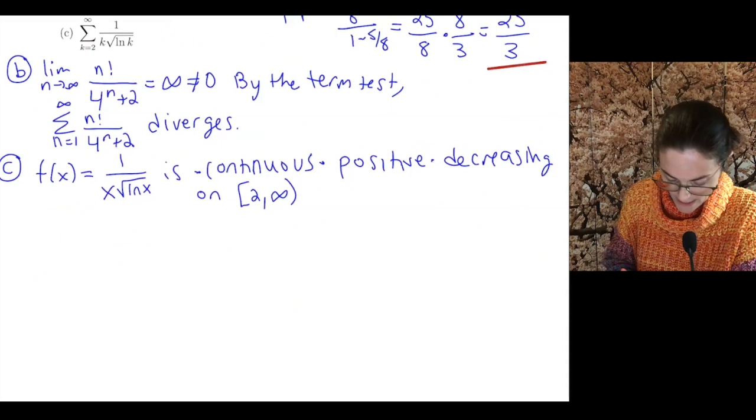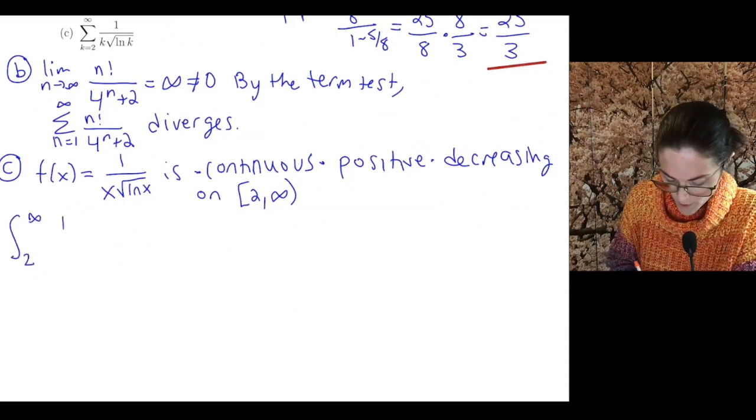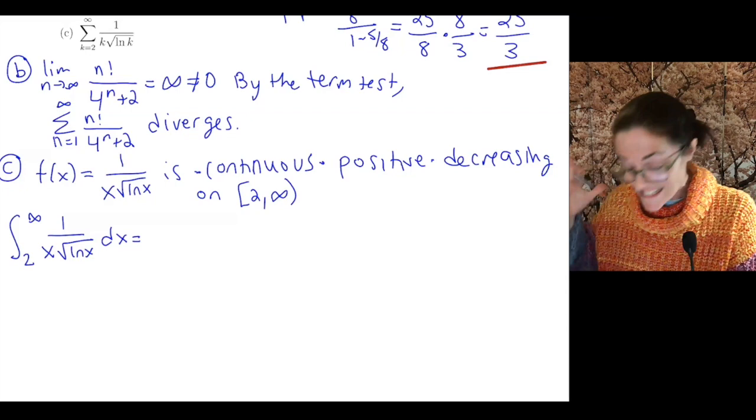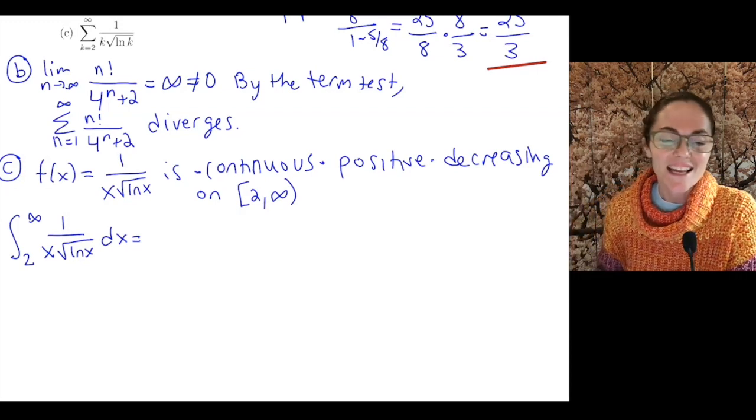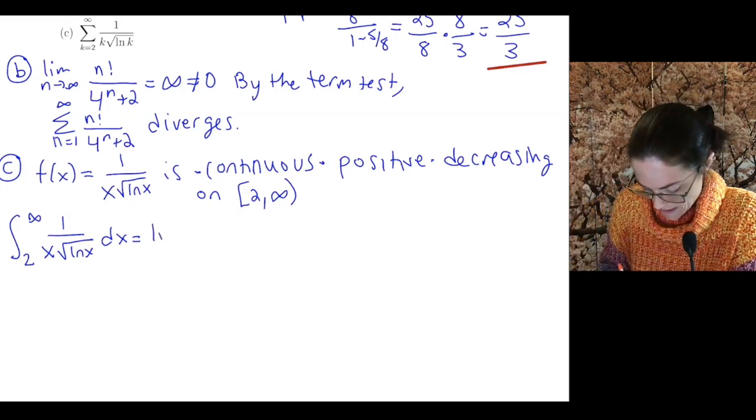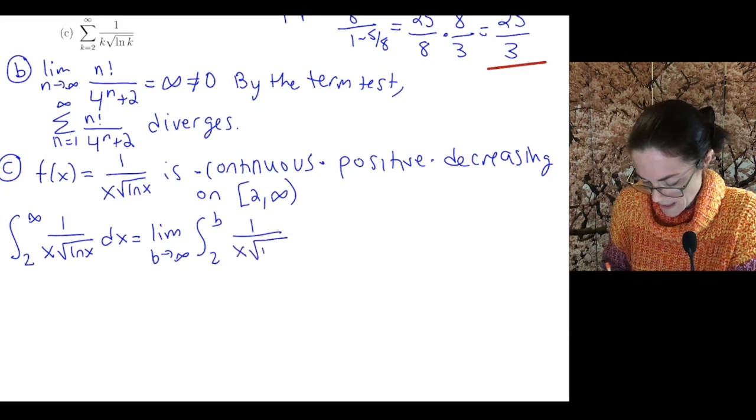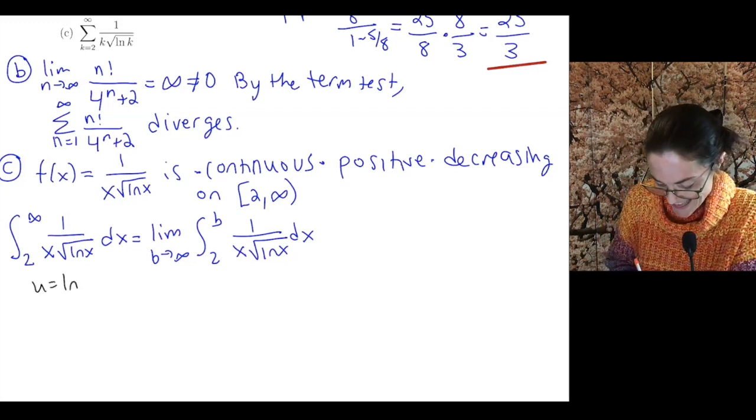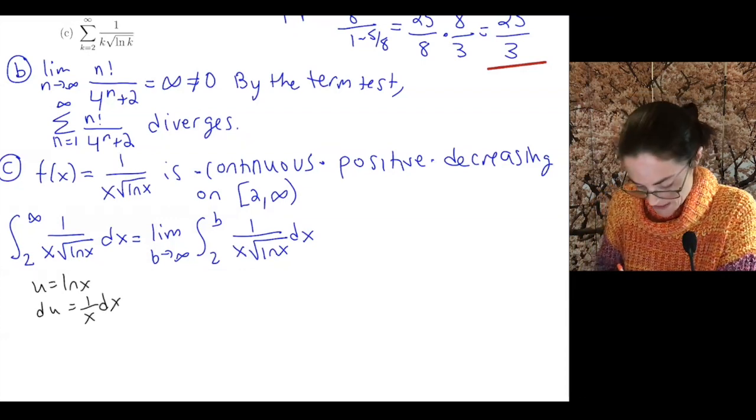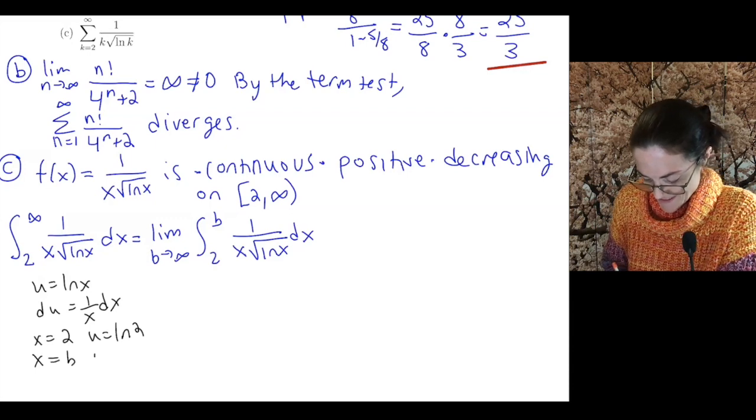We integrate from 2 to infinity of 1 over x square root ln x dx. And this improper integral and the series will both converge or both diverge. So I can address the question of the convergence of the series just by calculating an improper integral. Well, this is a limit as b goes to infinity of the integral from 2 to b of 1 over x square root ln x dx. I hope you see what to do here. Substitution. u is ln x, du is 1 over x dx. And when I change my limits of integration, we go from ln 2 to ln b.